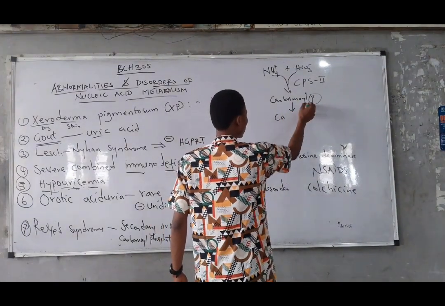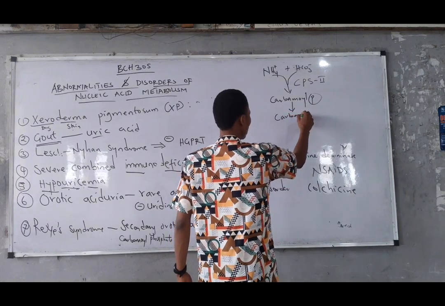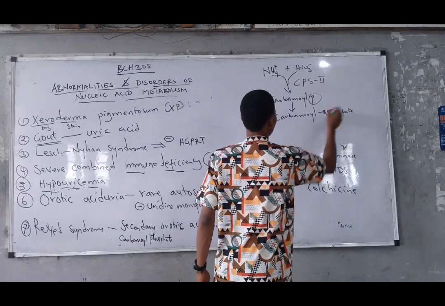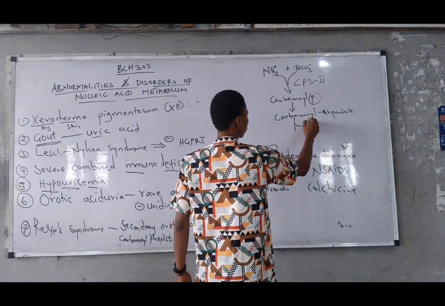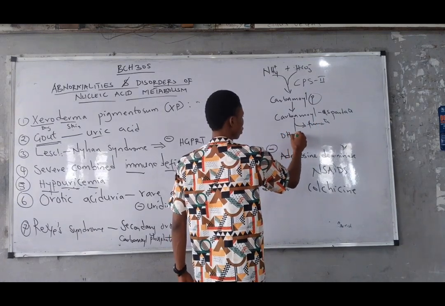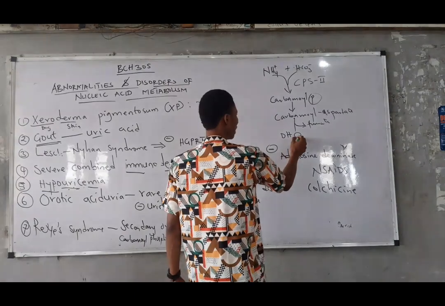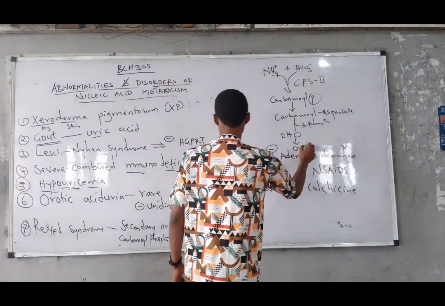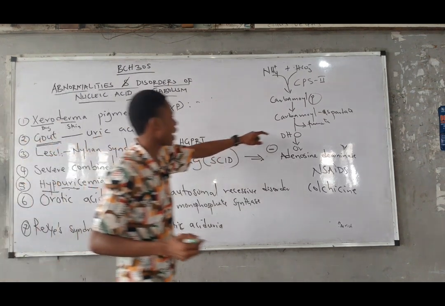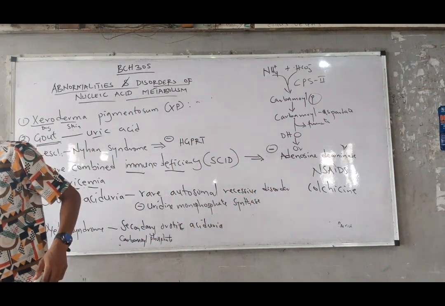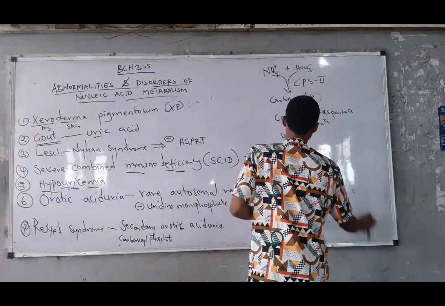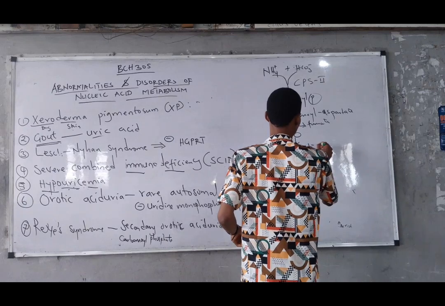Aspartate came in and it is converted to carbamoyl aspartate. Now, fumarate goes out and we form what? Dihydroorotic acid, right? Dihydroorotic acid is converted to orotic acid. Now, remember, from orotic acid to what?